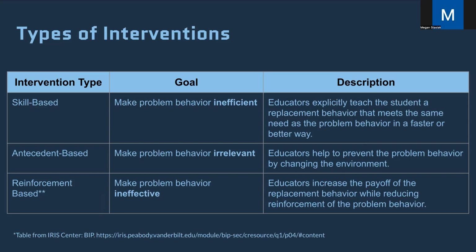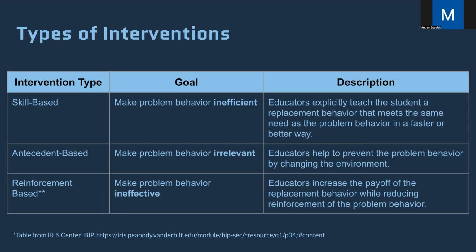Antecedent based is we're going to try to adapt that environment to make that problem behavior irrelevant. A good example of this is a student that maybe gets overwhelmed by loud noises and tries to run away. Maybe we give them some noise canceling headphones, or maybe we warn them about upcoming fire drills and things like that. Reinforcement based, we're also going to talk about this later when we talk about rewards, but we're going to try to make that problem behavior ineffective.